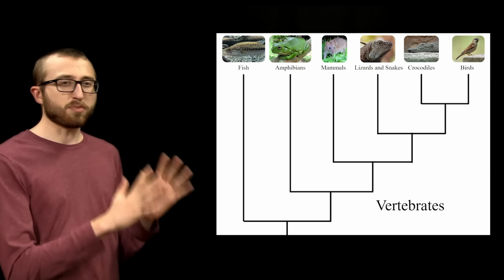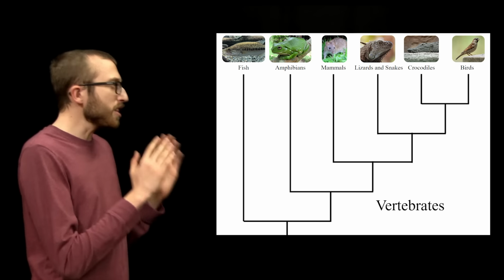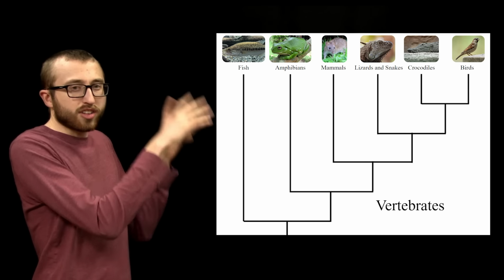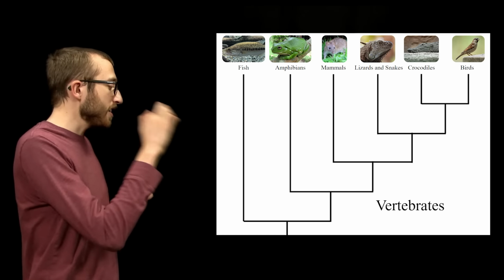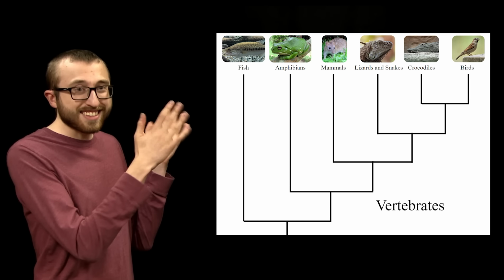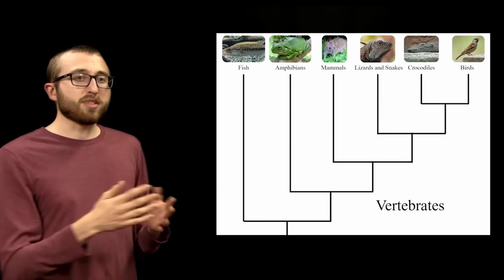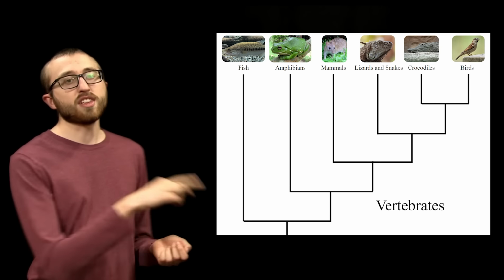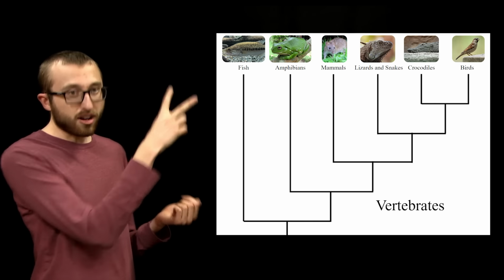So things I want to point out on this diagram real quick. One of the main things is where all these branches split off from each other. The center of each branch is called a node, and branches come off from nodes. Nodes represent the last common ancestor of the different lineages that come out of that node.